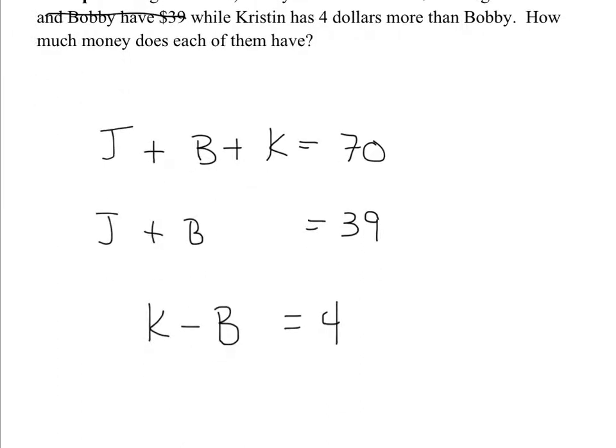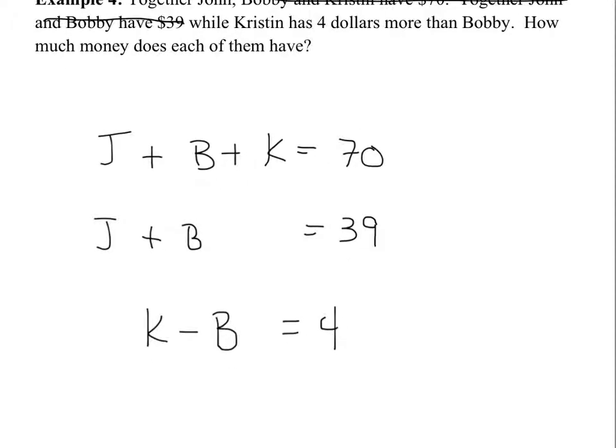How else could you write it? There's another way to write it also. That's one option. What's another option? B plus 4 equals K. B plus 4 is equal to K. And that says the following. It says that Kristen's amount of money is 4 more than Bobby's. Well, that's what this says also. If we simply add this B over, we get K equals 4 plus B. Okay, so that's the same thing.